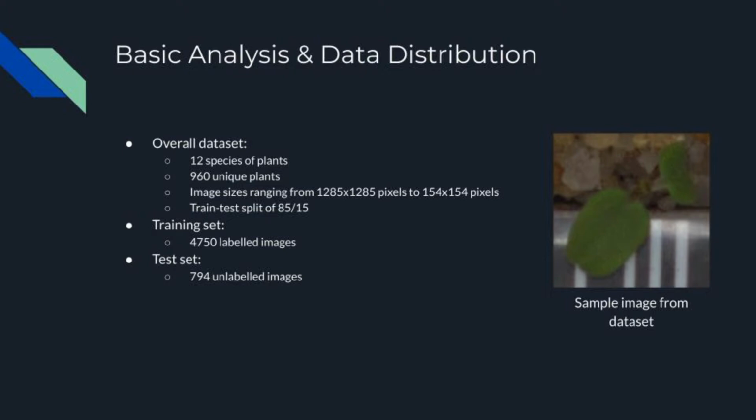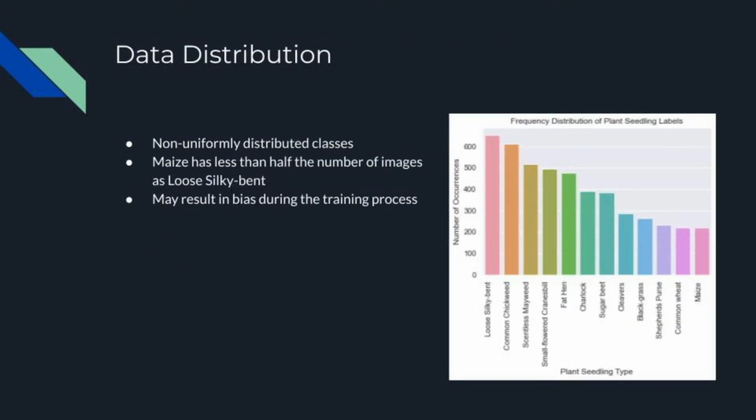The sizes of the images in the dataset are not standardized, with sizes ranging from 1285 pixels to 154 by 154 pixels. As for the data distribution, the images are non-uniformly distributed in the training set. Classes like maize have half the number of images as compared to classes like loose silky bent. These variations in the training data could possibly introduce bias into our trained model's predictions, wherein the model is more likely to predict loose silky bent because of the greater number of instances in its training phase.